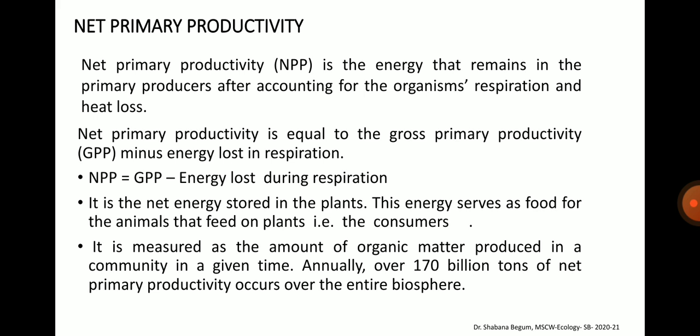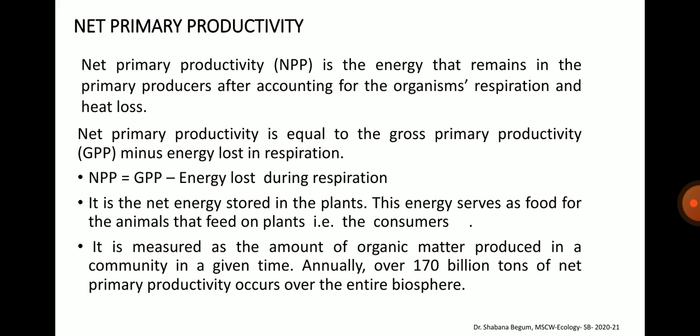Next is the net primary productivity. It is the energy that remains in the primary producers after accounting for the organism's respiration and heat loss. You can always say the net primary productivity is also called apparent photosynthesis or net assimilation. The rate of biomass increases, thus net primary productivity refers to the balance between gross photosynthesis and respiration and other plant losses as growth and reproduction. So NPP, that is net primary productivity, is equal to the gross primary productivity minus the energy lost during respiration.